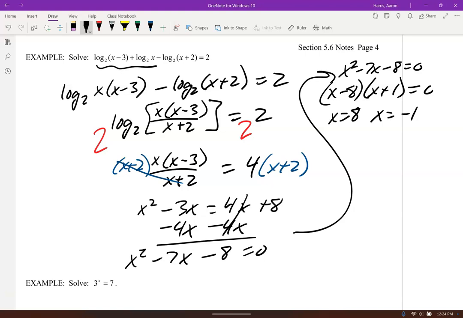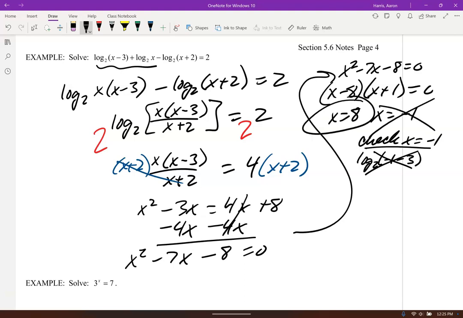Well, if I check negative 1, let's check -1. Log base 2 of -1 minus 3. Oh, that's log base 2 of -4. I'm not even going to finish it, so that's out. Throw 8 in. 8's going to be okay for you.